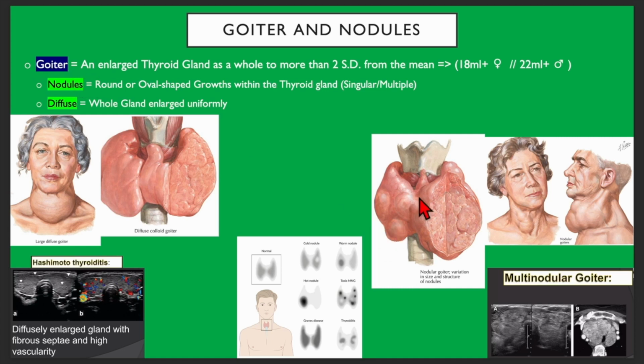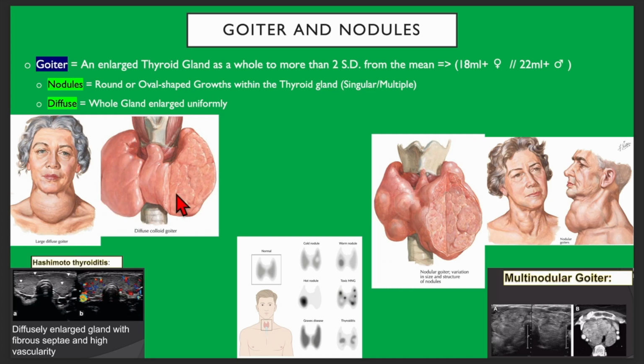Nodules means these ones over here. You can see them like this. They are round or oval shaped growths within the thyroid gland. They can be singular or they can be multiple. So this is a nodular goiter. Or the goiter can be diffuse, which means that the whole gland is enlarged uniformly. You can see here the surface is smooth.